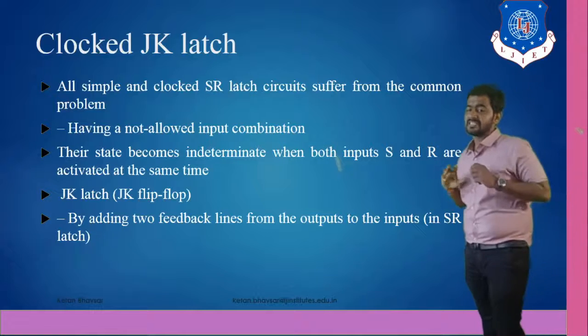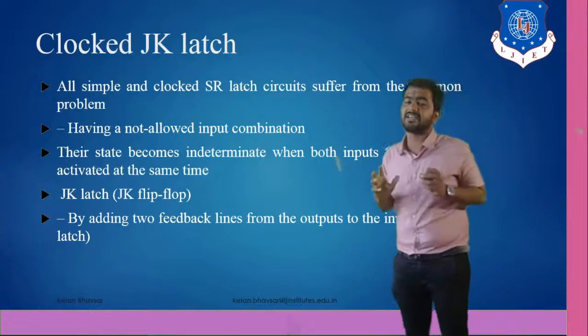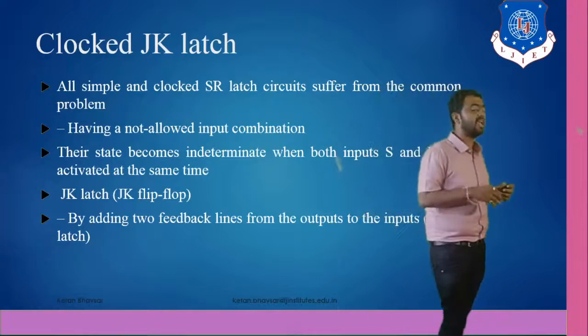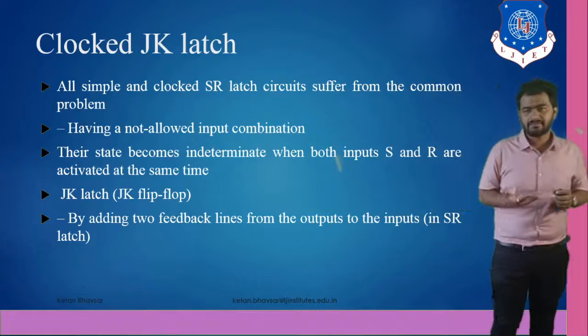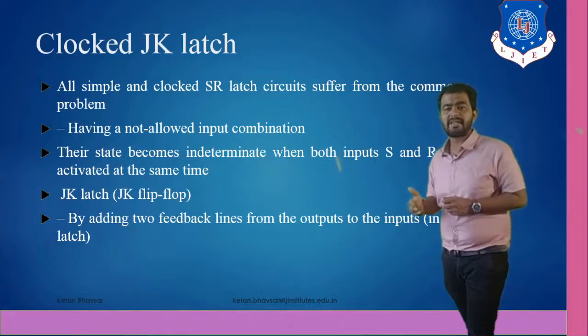So when we are talking about the JK, ultimately we change the circuit in the SR latch, and now we get JK. We add the two feedback paths. Okay. Now how can we add the feedback paths? Let's see.